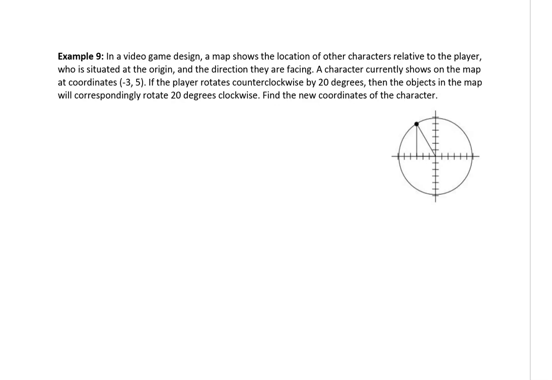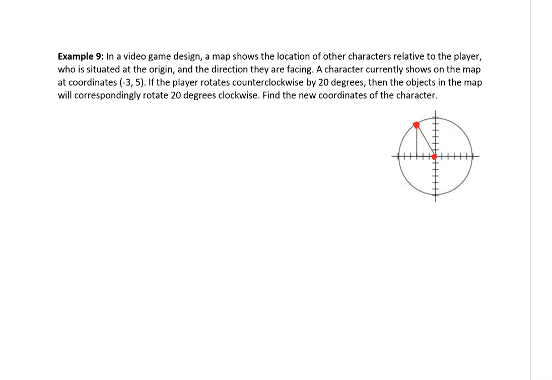So it says, in a video game design, a map shows the location of other characters relative to the player who's at the origin. So I'm right here at the origin, and it shows people relative to me. The direction they are facing. A character currently shows on the map at coordinates -3, 5, and so that's this point right here. And if the player rotates counterclockwise by 20 degrees, then the objects in the map will correspondingly rotate 20 degrees. Find the new coordinates of the character. So basically, I'm kind of spinning, and so my map is changing.